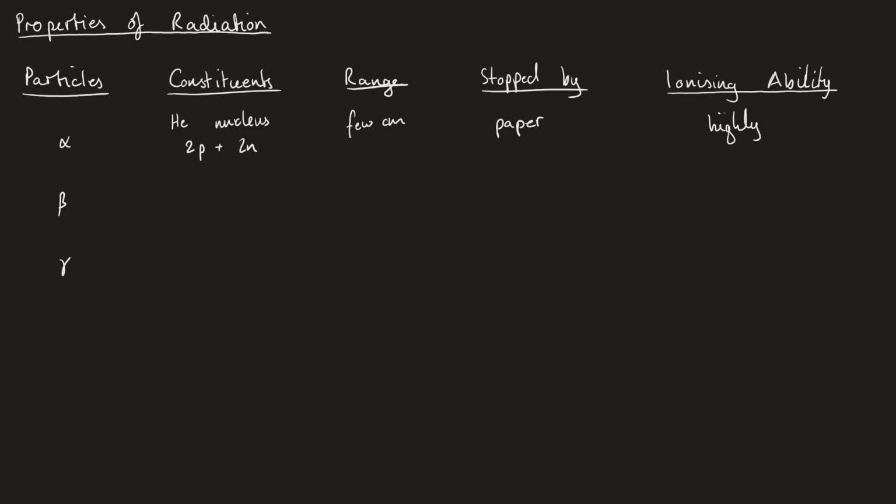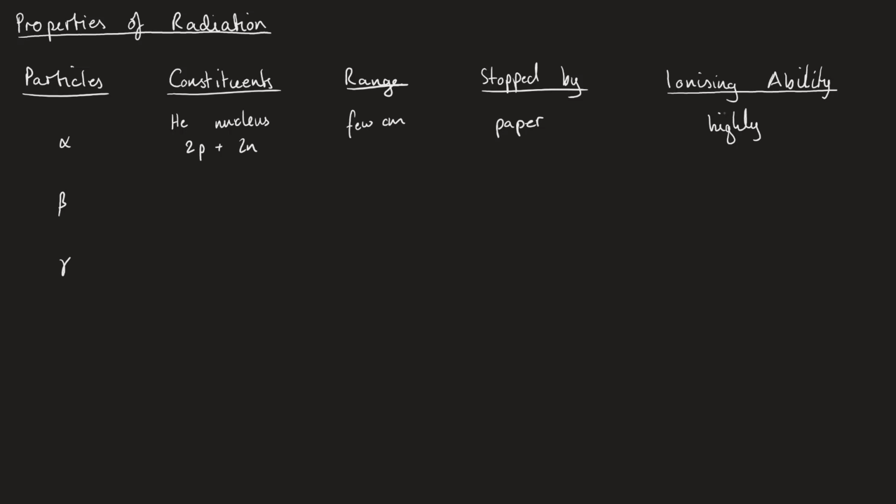Now, the danger of this is kind of counteracted by the fact that it can't travel through skin, and the only way it can be dangerous is if it's ingested. Every teacher talks about this Russian spy who got poisoned with an alpha source put in his food.